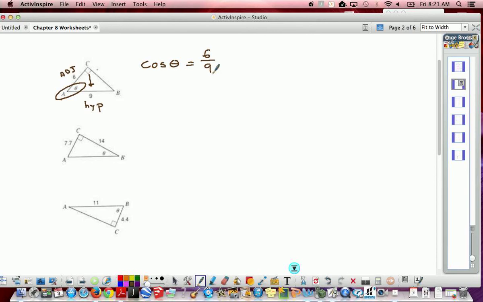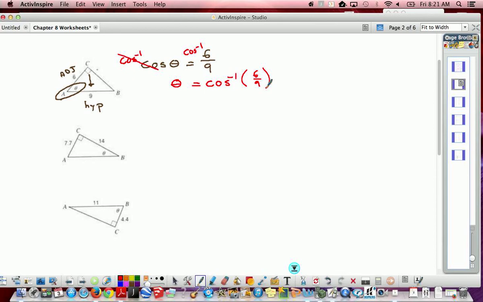Notice how we have both sides. My goal is to get theta by itself. So to get theta by itself, I take the cosine inverse of both sides. Doing the inverse undoes the cosine, so they cancel out. So I get theta to equal cosine inverse of 6/9.